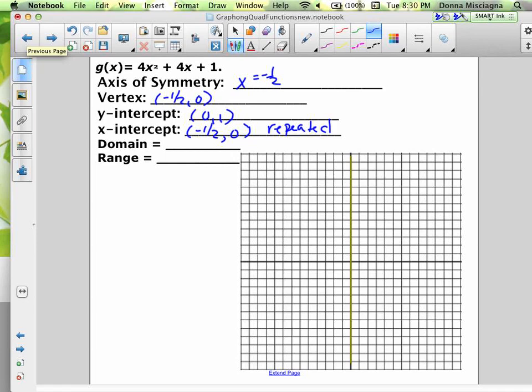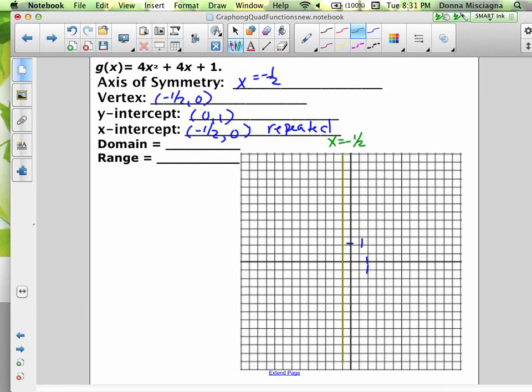So now, if we graph our points, by the way, let's make our scale each box equal to half, so that means 2 boxes equals 1. That might be a little easier for us. Let's put our axis of symmetry in the right spot. Negative 1/2, we just have to move it over one box, because each box is a half.